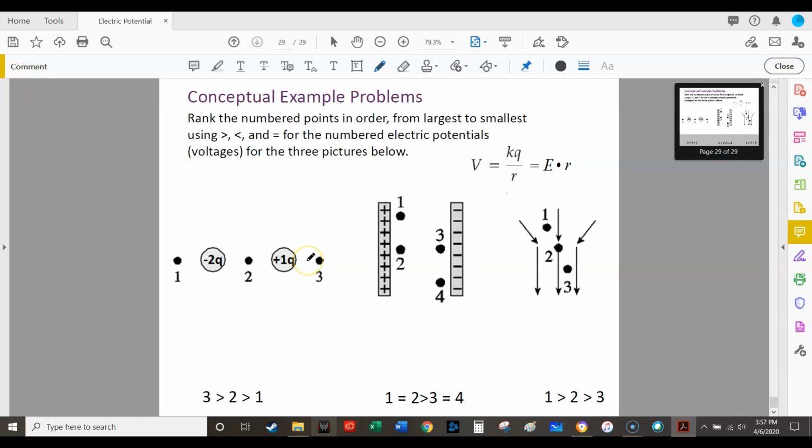Let's estimate where the 0 is. If this is a negative 1Q and this is a positive 1Q, the voltage right in the center line would be 0. But it's not.